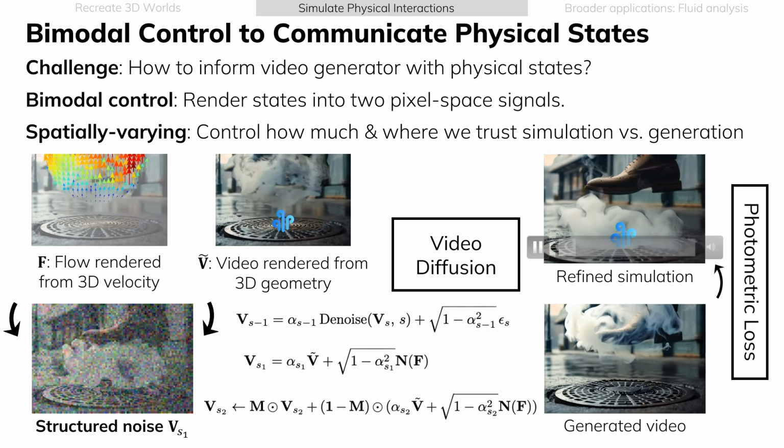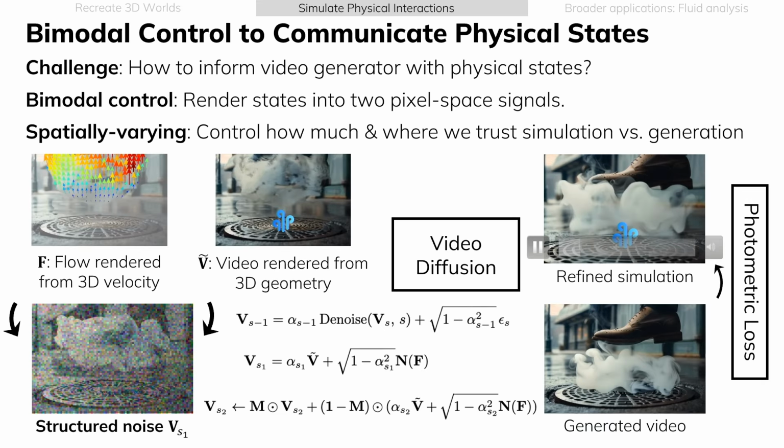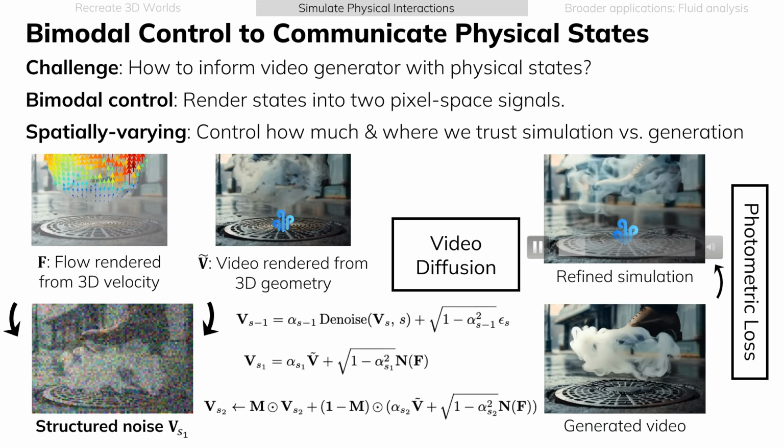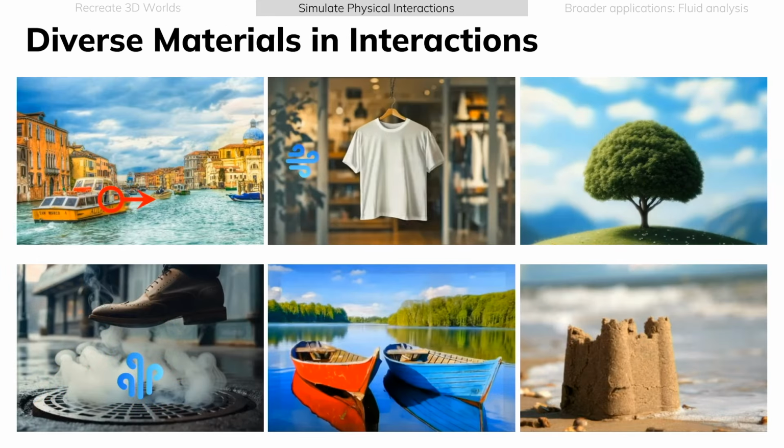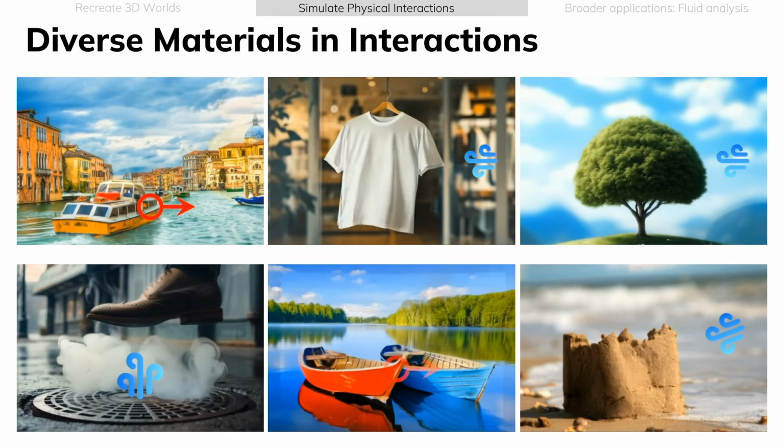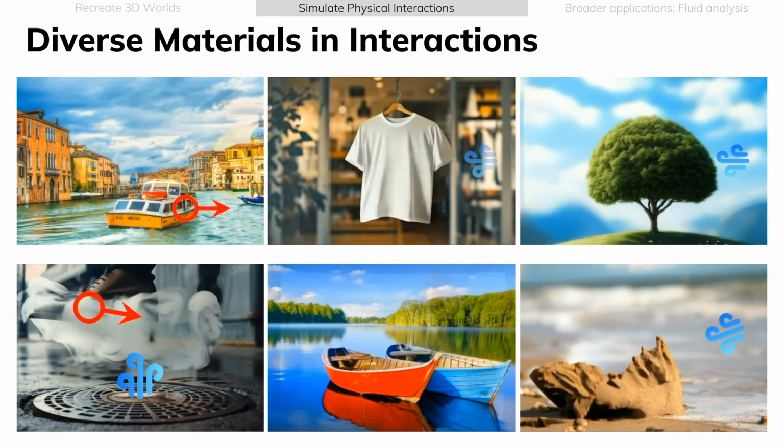Now, finally, we use a photometric loss to ground the generated video back to our 3D states. And this closes the loop. So the result is a dynamic 3D simulation that you can render from any viewpoints. And our approach can handle a wide range of different materials and interactions.